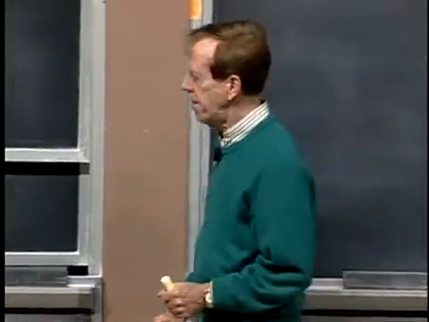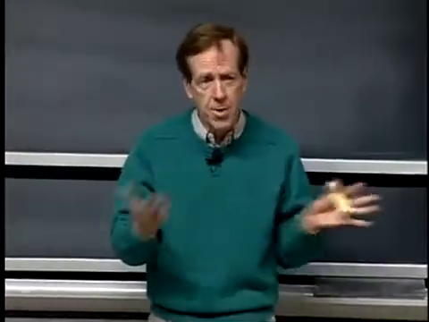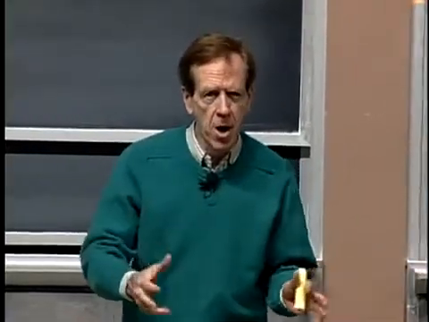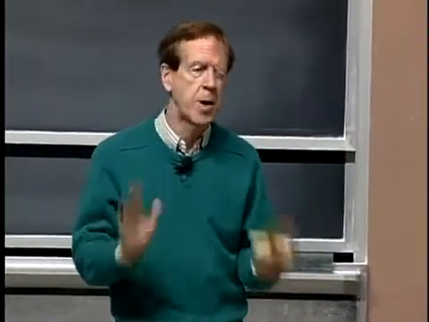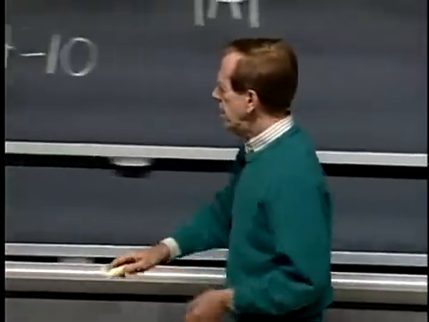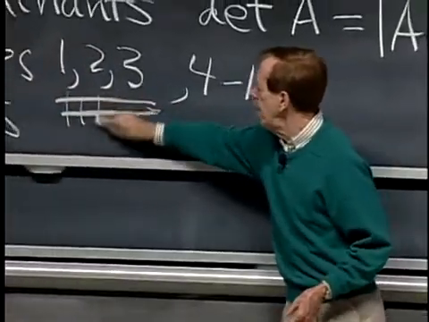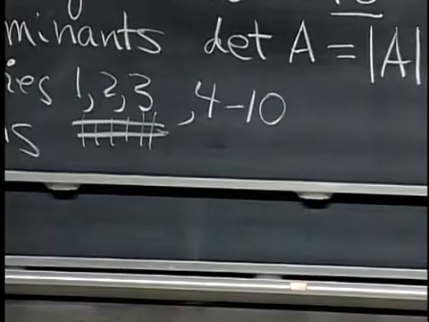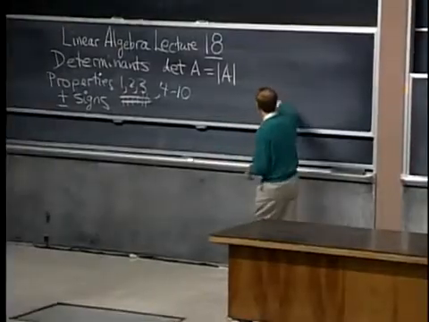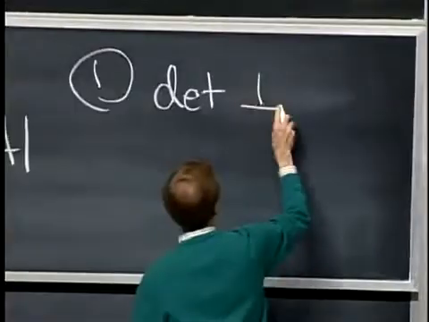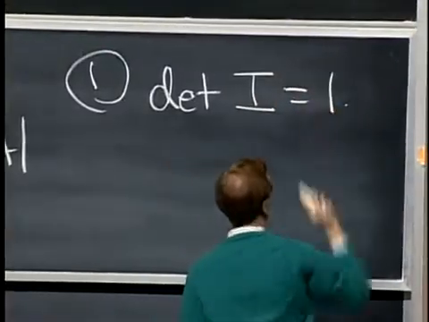So let me start. Okay, now the question is how to start. Do I give you a big formula for the determinant all in one gulp? I don't think so. That big formula has got too much packed in it. I would rather start with three properties of the determinant. Three properties that it has. And let me tell you property one. The determinant of the identity is 1.